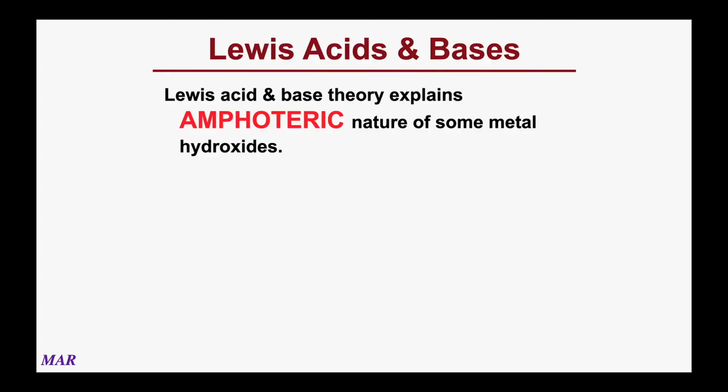This leads us to the idea of amphoteric systems. An amphoteric system is just a system that can act as both an acid and a base. And if you know about Lewis acids and Lewis bases, you'll be able to see why. Now, we've already seen that water is amphoteric. It can act as both an acid and a base, but there's a lot more than that.